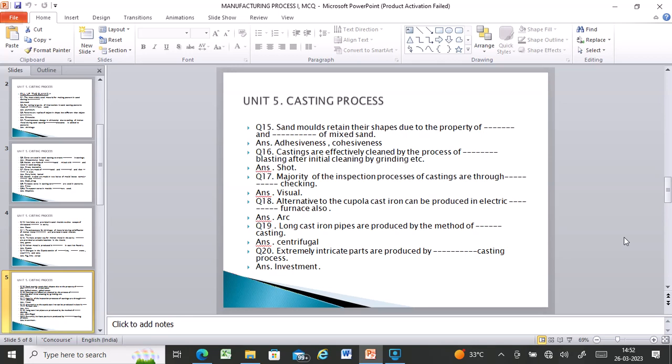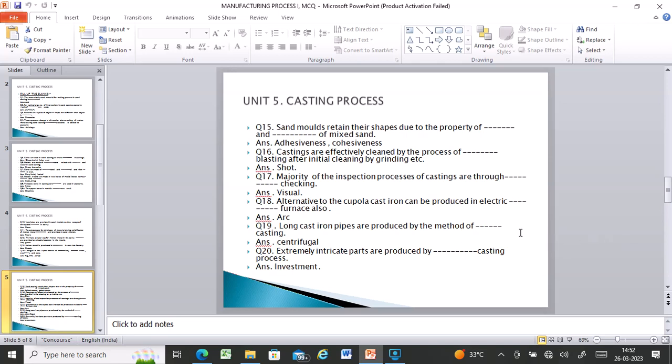Question 17. The majority of the inspection of castings is through dash checking. Answer: visual checking. Question 18. As an alternative to the cupola, cast iron can be produced in an electric dash furnace also. Answer: electric arc furnace.